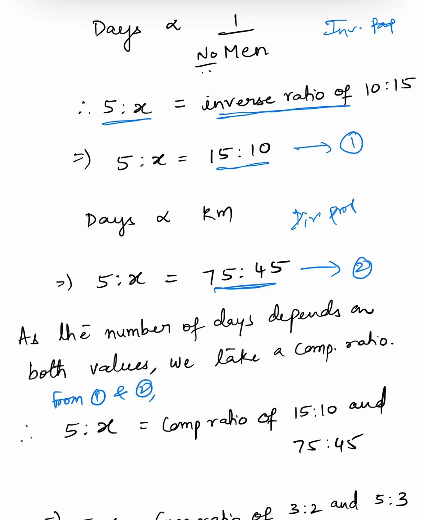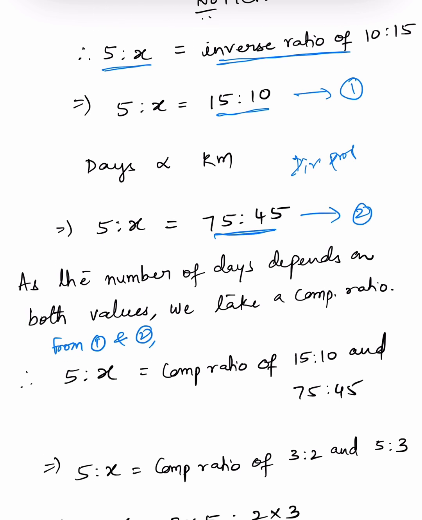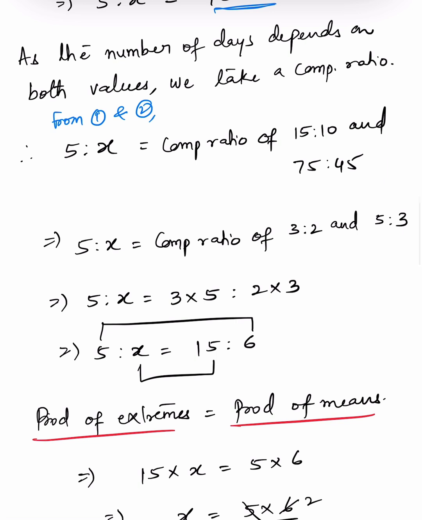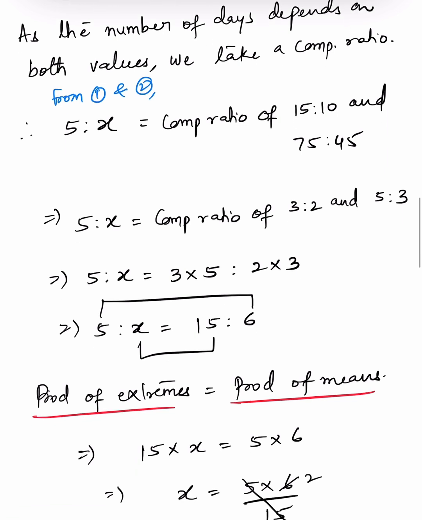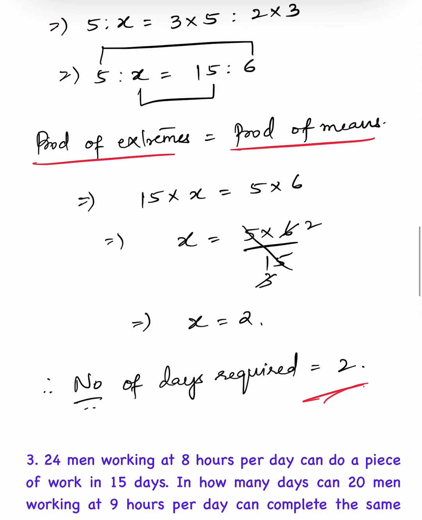Now, as the number of days depends on both values, we take a compound ratio of 1 and 2. From 1 and 2, 5 is to x equals the compound ratio of 15 is to 10 and 75 is to 45. So let us simplify these two ratios. 5 is to x equals the compound ratio of 3 is to 2 and 5 is to 3. Now again, product of extremes equals product of means. So 5 into 6 equals 15 into x. So x equals 5 into 6 by 15, x equals 2. Therefore, the number of days required equals 2.